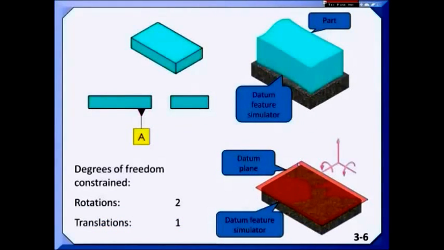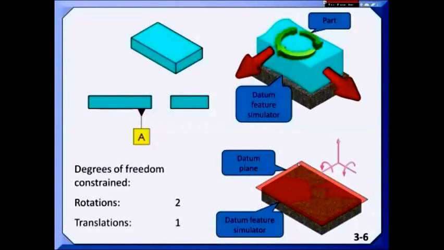So then we walk through the various features on the part, and we show what degrees of freedom remain. In this case, if I set this flat surface down on a surface plate, I still can translate in 2 directions and rotate. So I must have taken away the other 3 degrees of freedom, which would be 2 rotations and 1 translation.